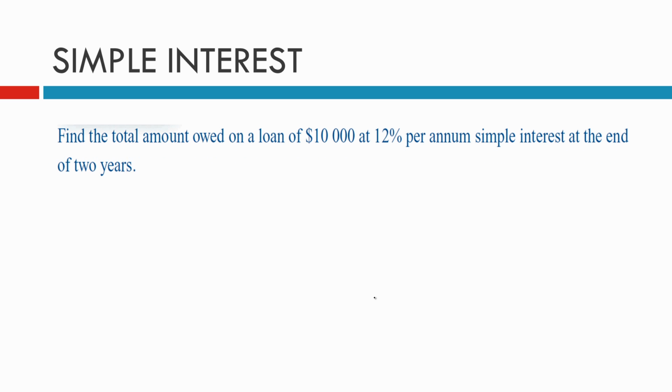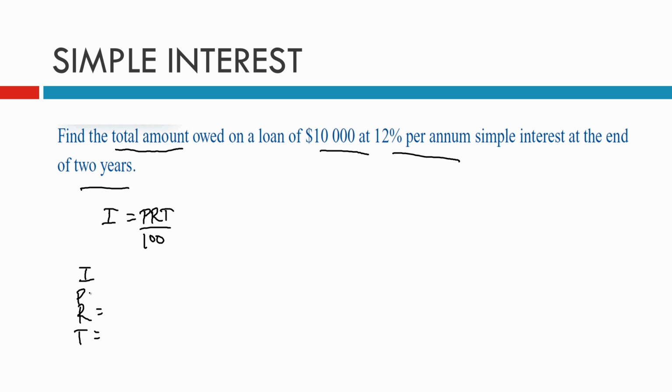Now, find the total amount owed on a loan. This is important. Reading the question is important. Find the total amount owed on a loan of 10,000 at 12% per annum at the end of 2 years. That's simple interest again. I equals PRT over 100. Label I, P, R, and T equals. Find the total amount owed on a loan. That means I've got to work out the interest again. So this is the question mark.